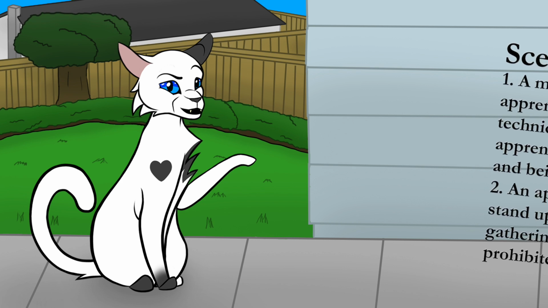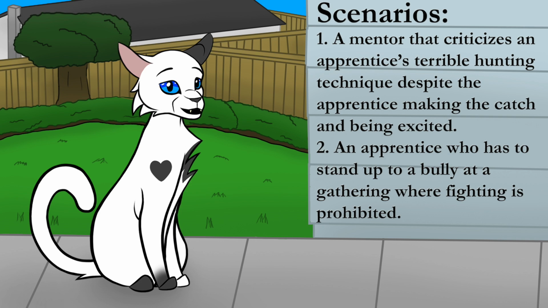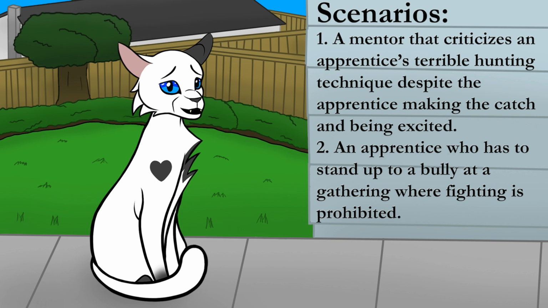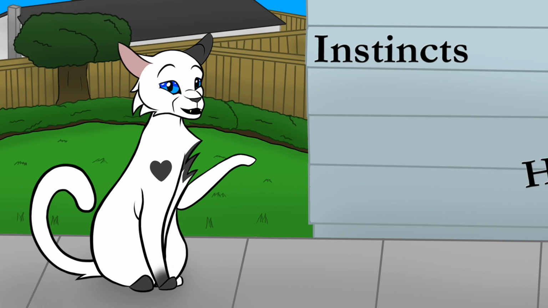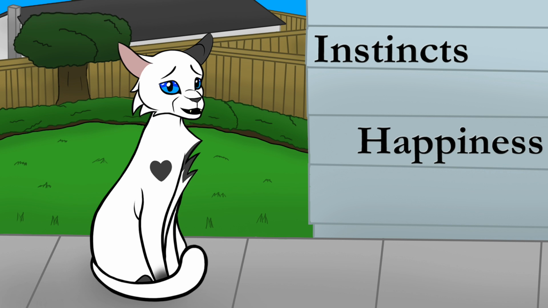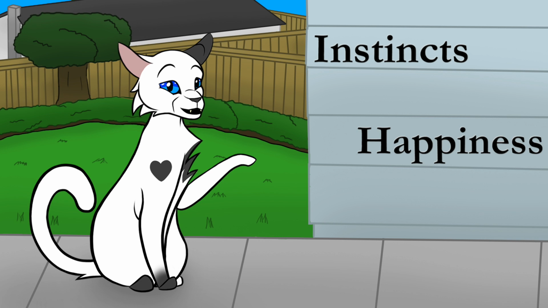So, looking at these two scenarios, what I find in common is the fact that both of them sort of deal with the choice between following the warrior code and doing what you feel is right. So, there is conflict of whether or not to trust your instincts, and we could also have a theme about preserving happiness.